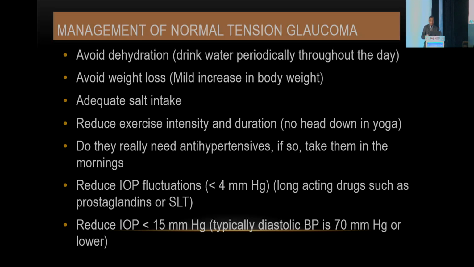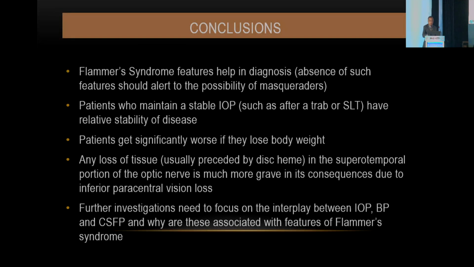Adequate salt, because typically the spouse has hypertension and so there is no salt being added to the diet. Reduce exercise intensity. Do they really need the antihypertensives? If so, take it in the morning. Reduce fluctuation and make sure that the pressure is below 15, because if the diastolic is 70, 70 minus 15 already reaches 55. Flammer syndrome features help identify diagnosis.